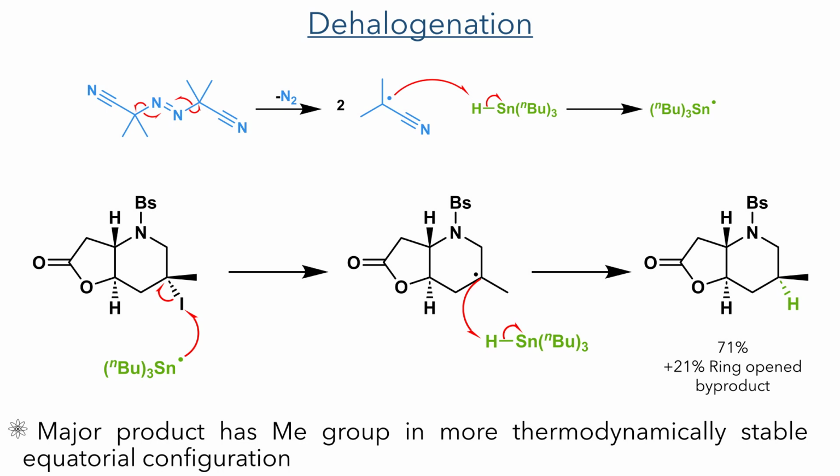The AIBN first undergoes homolytic cleavage to generate a radical that abstracts a hydrogen atom from the tributyl tin hydride to generate a tin radical. This can attack the iodide, leaving a radical residing on the tertiary carbon centre. This goes on to attack another equivalent of tributyl tin hydride to regenerate the reactive radical species. This forms a dehalogenated product in a 71% yield, with the methyl group occupying the more stable equatorial configuration. In addition to this product, they also formed a ring-opened byproduct, similar to that used to carry out the halocyclisation.